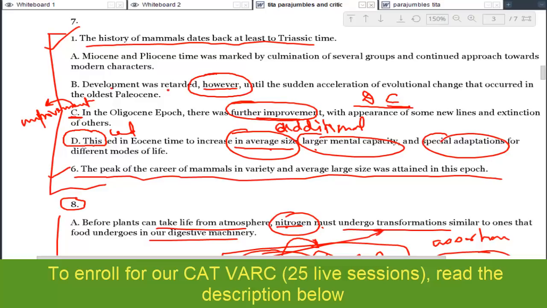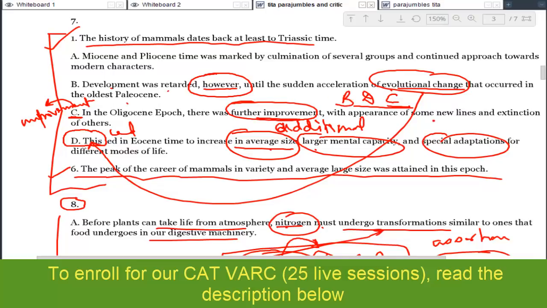Development was retarded, however, until the sudden acceleration of evolutional change that occurred in oldest Paleocene. So can I say this evolutional change must have led to what? Increase in average size. Because if there is increase in average size, larger mental capacity, then basically we must have the evolutional change, right? So can I say that statement B will come before DC? And that means I have no other place but to put A at the end.